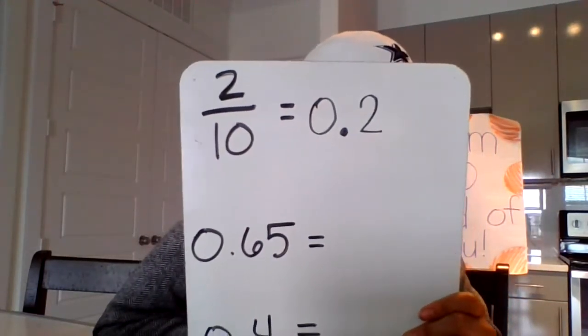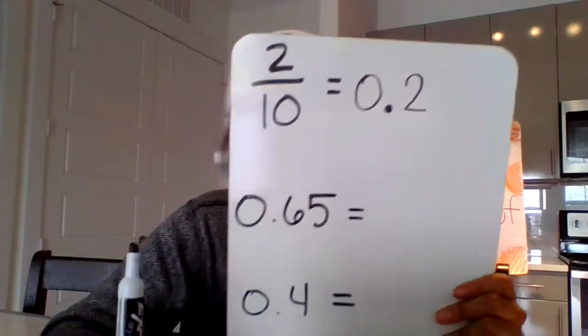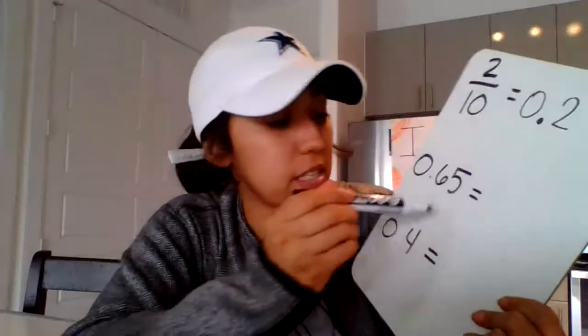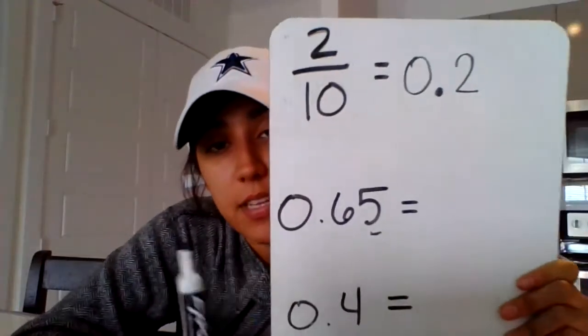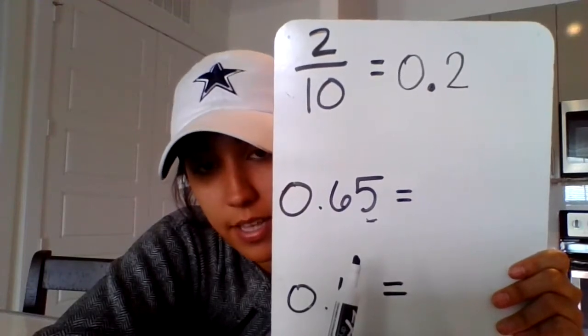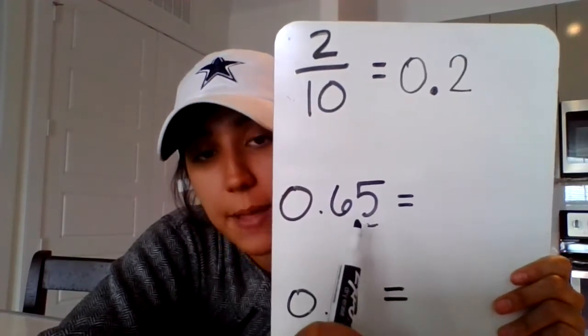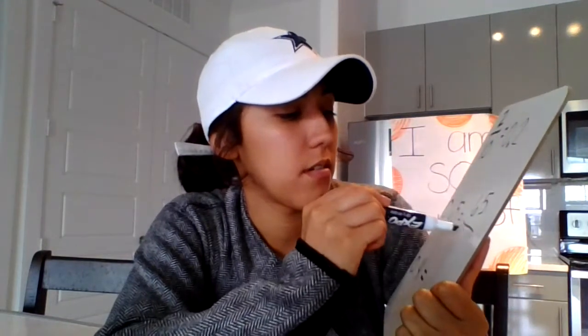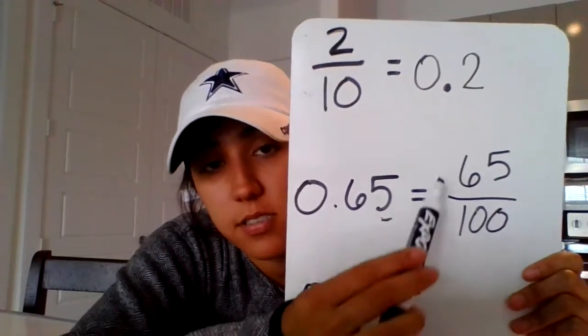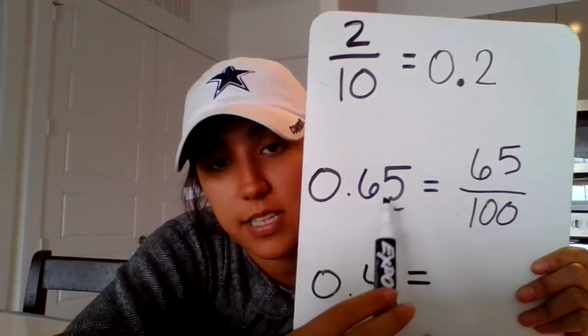All right, the next one, let's read this decimal. 0 and 65, what place value is that 5 in? 0 and 65/100. Okay, hundredths. So 65/100. They sound the same.